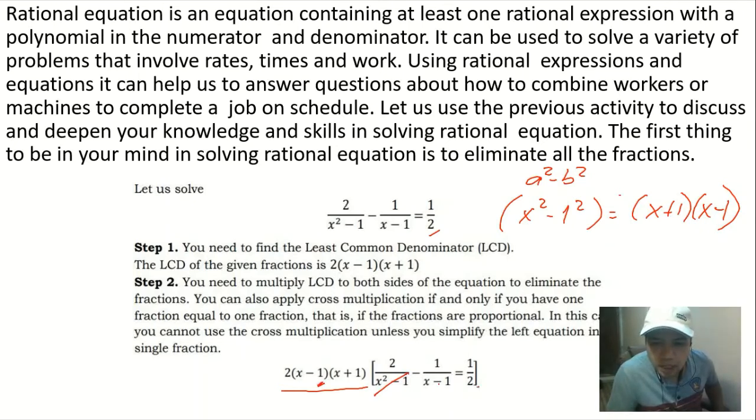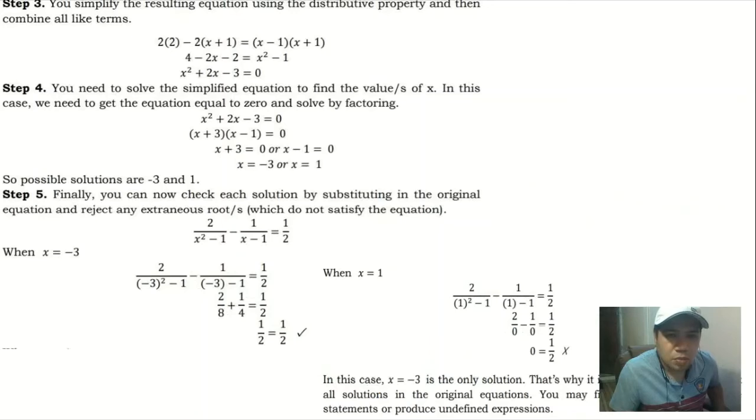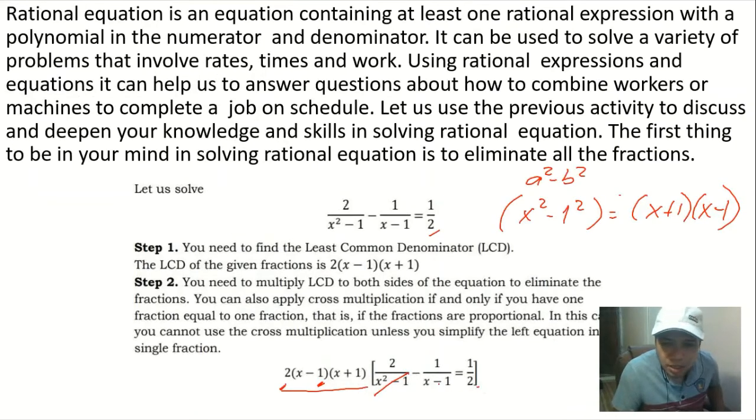And ito makakancel nito. So, yung matitira, yun yung i-multiply natin sa taas. So, to proceed, isa-isahin natin. So, 2 times x minus 1, x plus 1, then 2x squared minus 1, minus 1 over x minus 1 equals to 1 half.